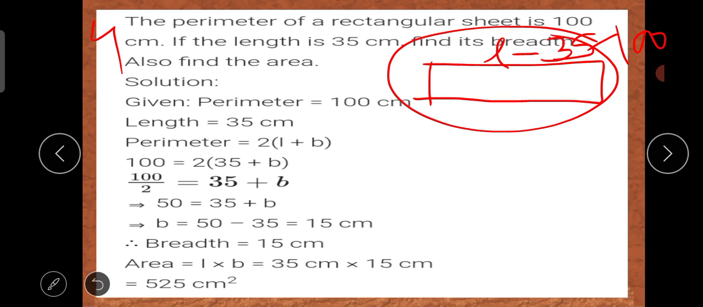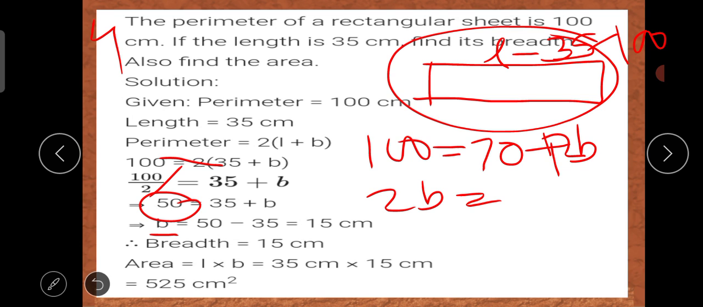So the same formula we are going to use here, that is perimeter equals 2 times length plus breadth. Perimeter is given, so 2 is multiplied by 35, or you can do the cross multiply. So here 2 will be divided into 100, so we will get 50, equals 35 plus b. So the value of b we will find by 50 minus 35, it is 15 centimeter. The second method, that also I will tell you.